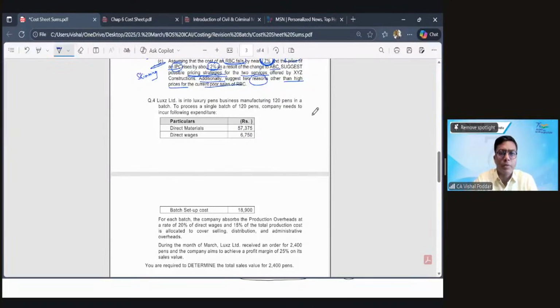Now take a screenshot of this. Now this is again a different type of question than the earlier two. So we are trying to explore all types of questions in cost sheet so that you are prepared for any type of question that you may get in exams. So just take a screenshot of this. Let us proceed.